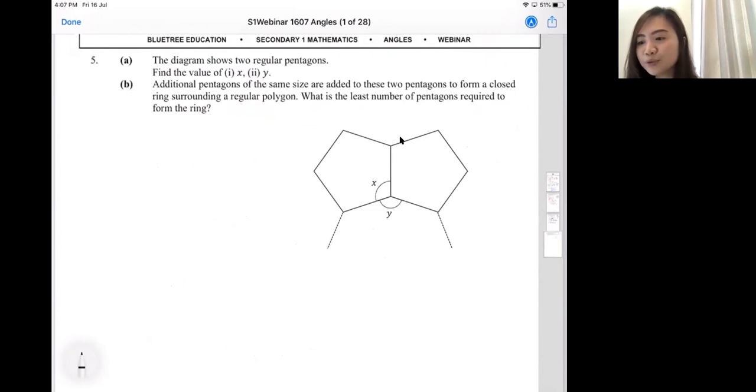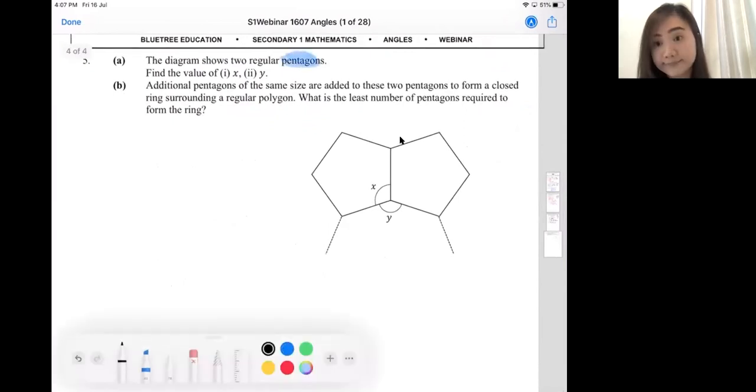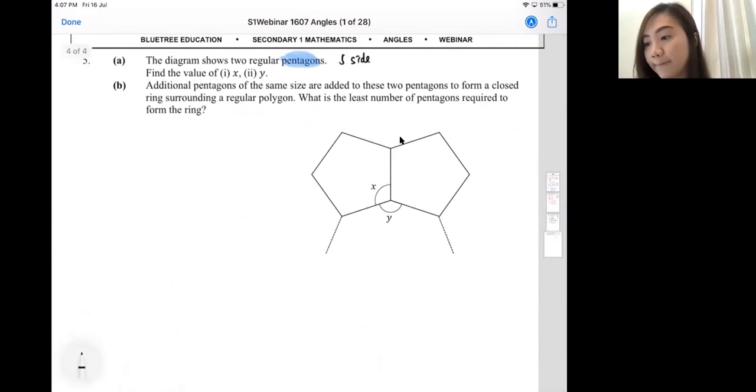The diagram shows 2 regular pentagons. Pentagons, 5-sided. So we have to recap the related concept. We search for important clues. Remember at the start, search and obtain important information. Key info: pentagon, 5-sided. Then we have to find x. So x is over here. X is the interior angle, one angle only, of the regular pentagon.